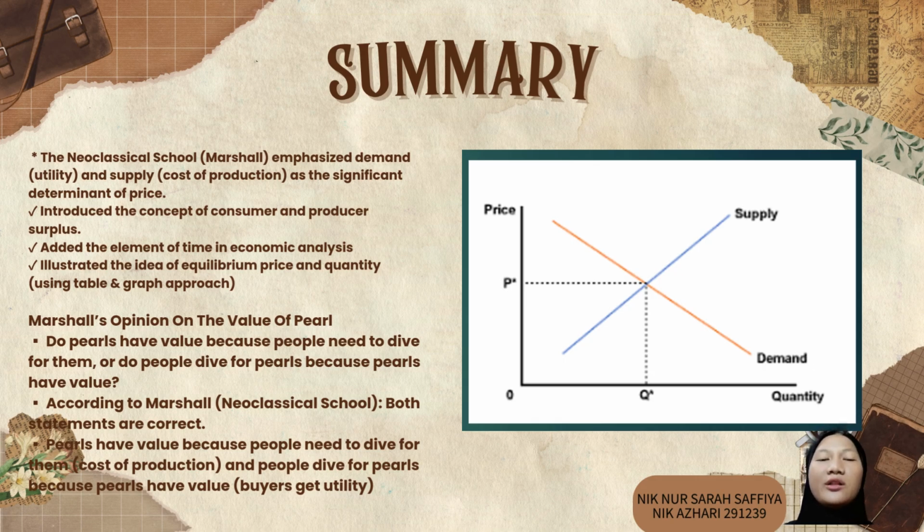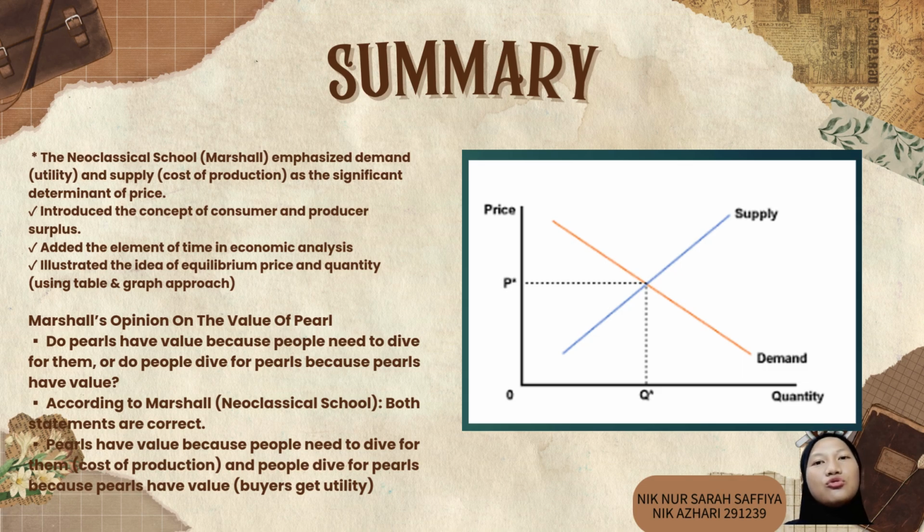Marshall also pointed out that in a healthy market, both buyers and sellers often get a little extra. Buyers might be willing to pay more but get it for less, which is consumer surplus, while sellers might be willing to sell for less but get more, which is producer surplus. These surpluses are benefits of the market working well.